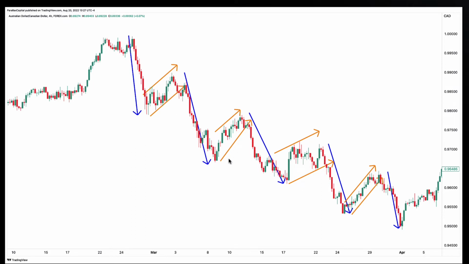By the time an impulse wave is already underway, it's typically too late to join that trend. It's also very difficult to set an appropriate stop that makes the potential reward on that trade worth the risk that you have to take.